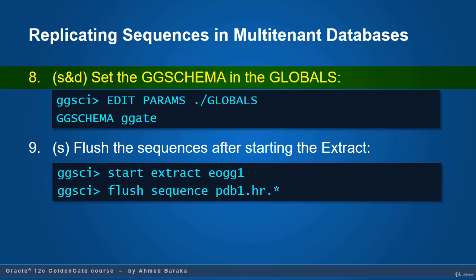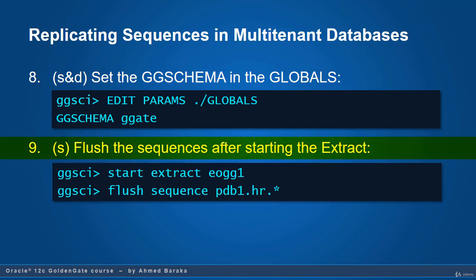Eighth, set the GGSCHEMA parameter in the globals parameter file. This parameter should be assigned the username that was created in the PDB. If you are applying changes on multiple PDBs, it is recommended to create the same user in all the PDBs. This way, you don't have to change the value of this parameter every time you need to start a specific replicate.